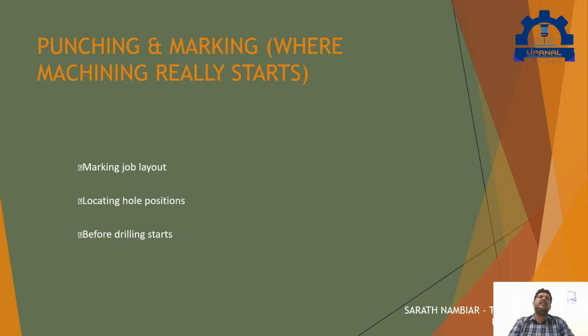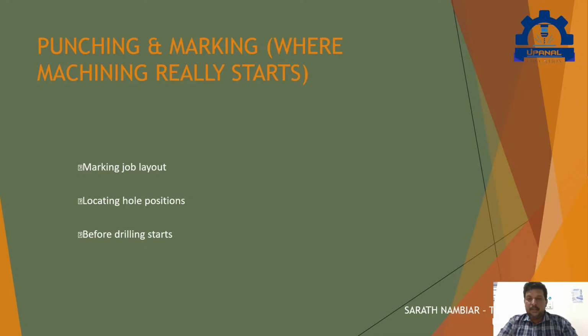Punching and marking is just like the 2D drawing we normally look at. We are transferring the drawing to the material. Marking is simply transferring the drawing onto the metal. So if the transferring is wrong or the marking is wrong, the material will be wrong, or the drilling will be wrong. Since this is the starting stage, if it is wrong, everything that comes behind will also be wrong. So you can understand one thing: machining never starts at the machine; it starts at the marking table.